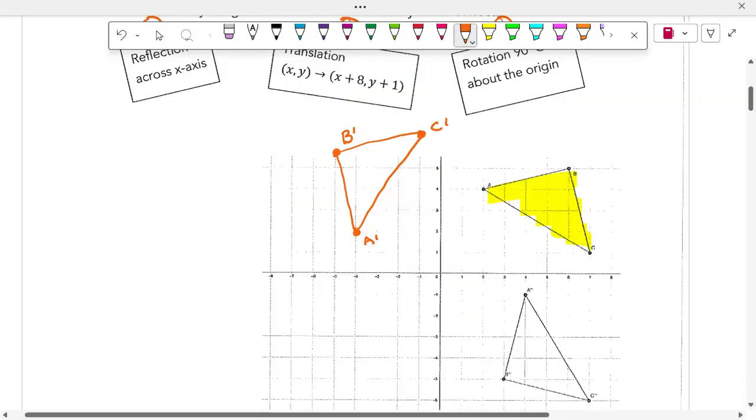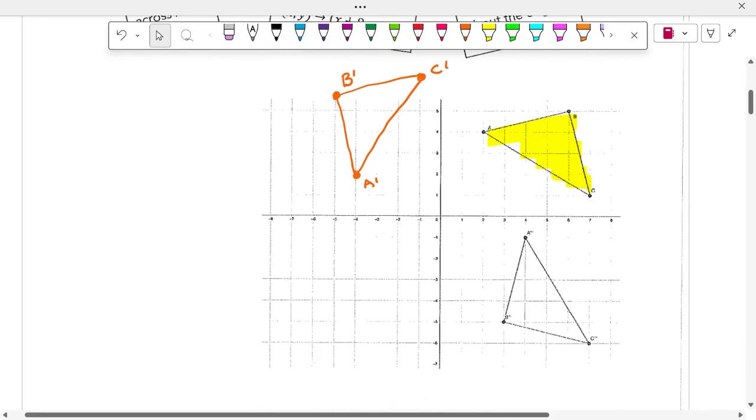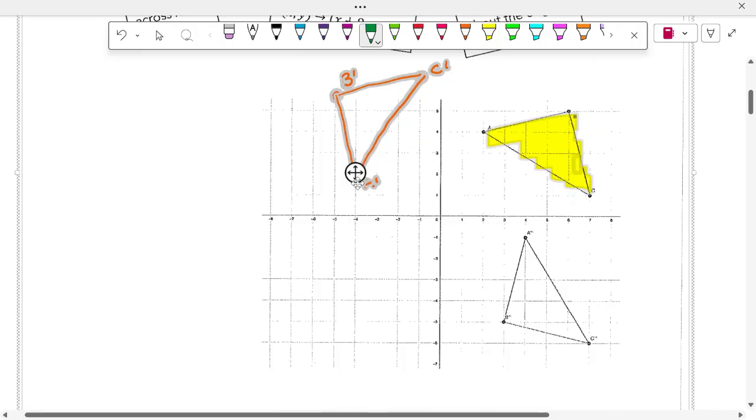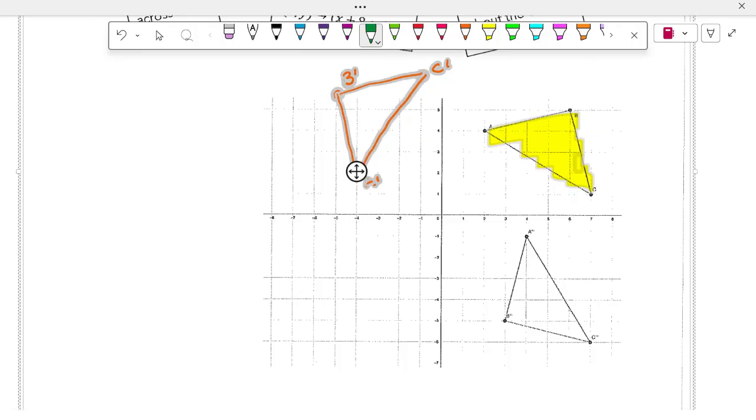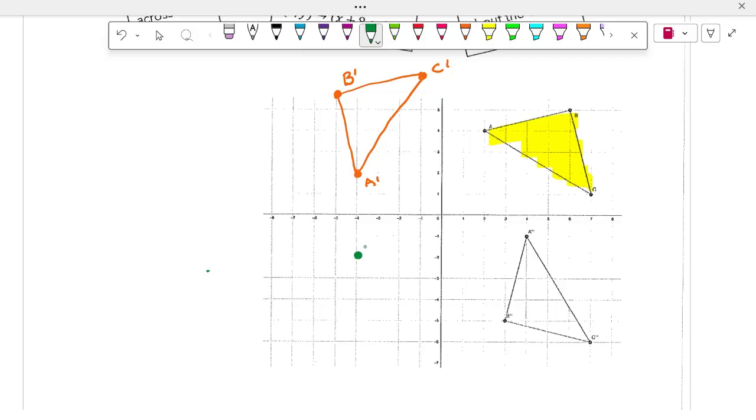What am I doing with the point? Making the y negative. So if this is at positive 2, A would be at negative 2 now. If B is at positive 6, it'll be at negative 6 now. And if C is at positive 7, it'll be at... guys, stop talking.